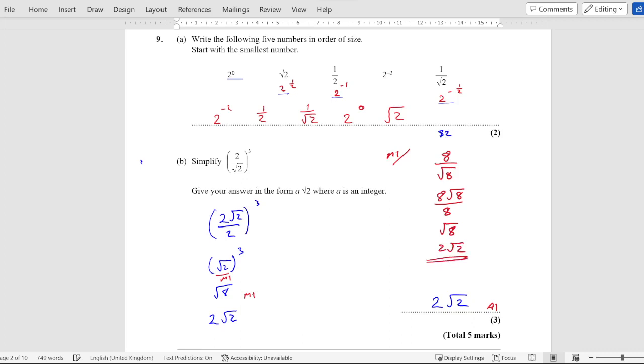And again, in a sense, the marks are still the same. You can do an M1 for the method of cubing and an M1 for the method of simplifying, rationalising the denominator. Still 3 marks either way.